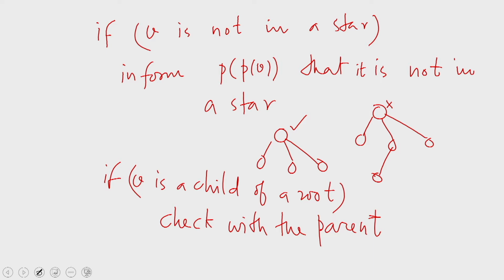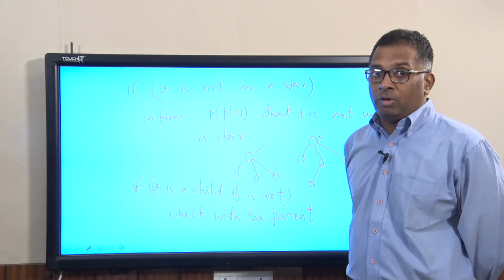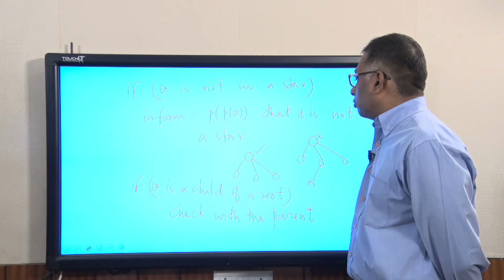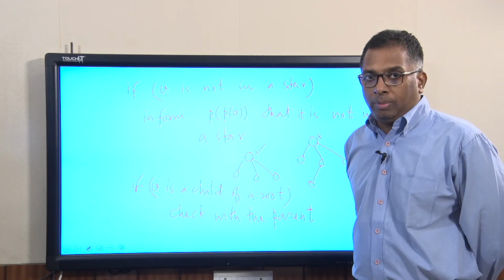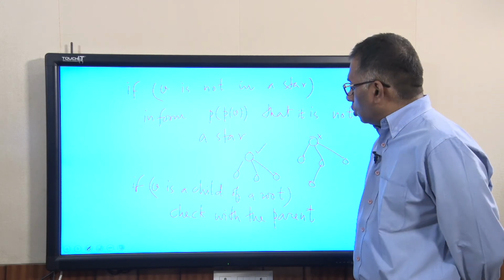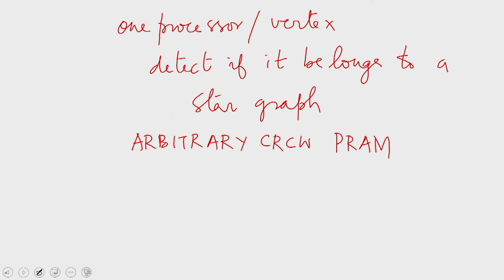So if a vertex is a child of a root, that is easy to check. If your parent and the grandparent are the same, and your parent is different from yourself, then you are a child of a root. Then all you have to do is to check with your parent. The parent is a root, it already knows whether it is in a star or not. So you only have to copy the information from the parent. So in 3 steps, we have informed every single vertex of the graph as to whether it belongs to a star or not. Now we come to the description of the algorithm.